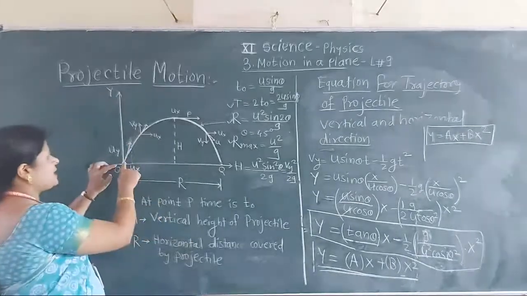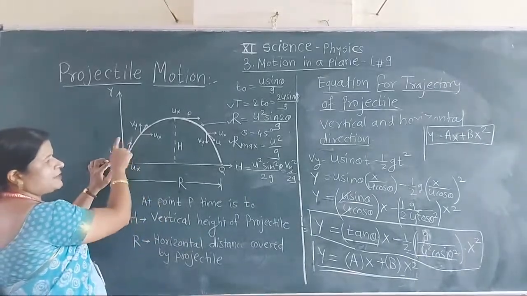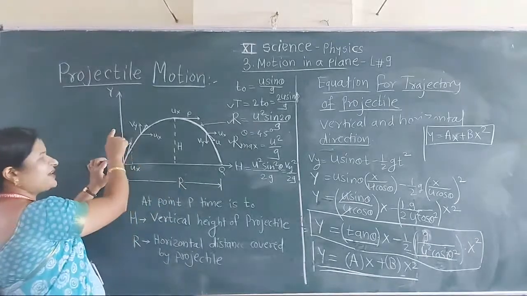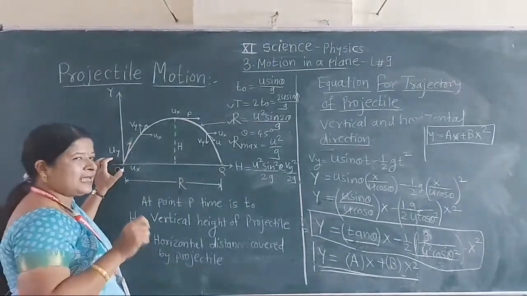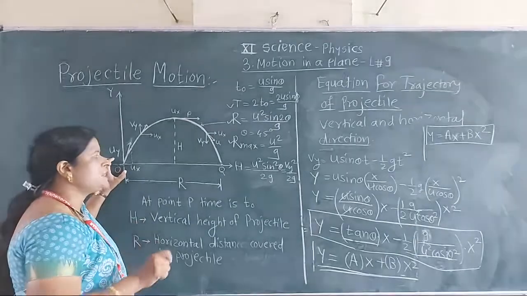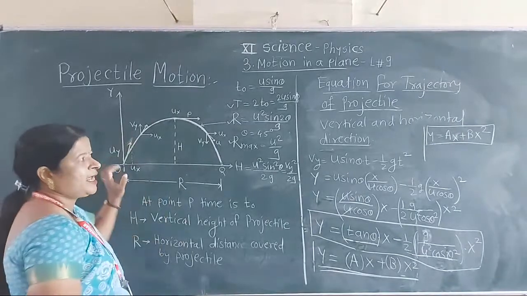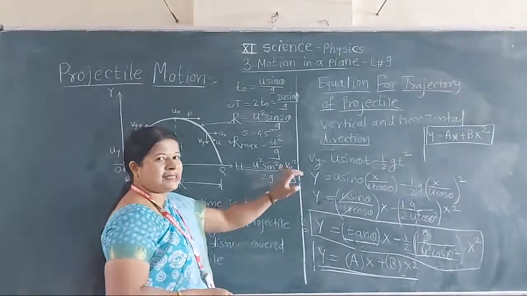Now this projectile is in the x and y coordinate system, that means horizontal and vertical coordinate system. Therefore we have to use the horizontal velocity and vertical velocity to find this equation.